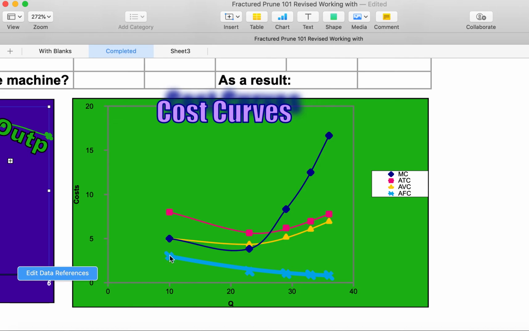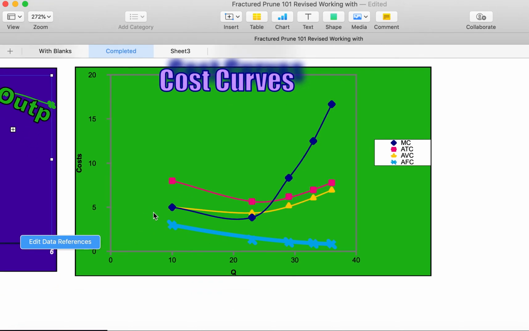Average fixed cost is always going to be shaped like this, and I don't draw it too often because it's kind of ho-hum. It's always shaped like that. There's nothing going on there. It starts off very high and it asymptotically approaches zero because as you make more and more, dividing up your monthly bills, your fixed costs, by the number you're making will always approach zero. It'll get smaller and smaller. So that's what these curves should look like.